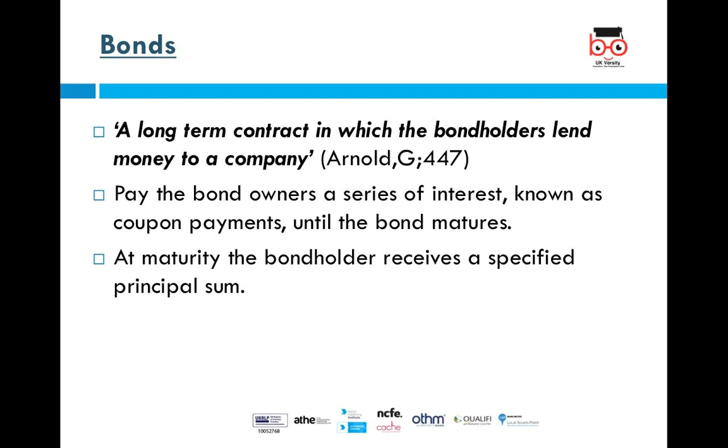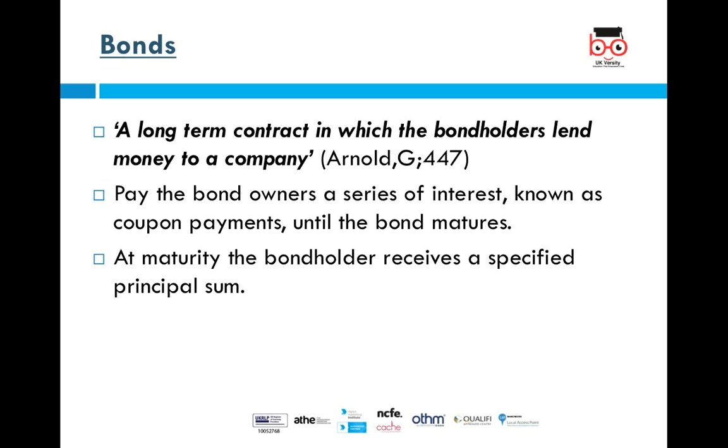So there is another way to raise finance: bonds and debentures. A bond is a long-term contract in which bondholders lend money to a company and are paid a series of interest payments known as coupon payments. There is a maturity of the bonds, so you can buy 10-year, 5-year or 15-year bonds from a particular company.